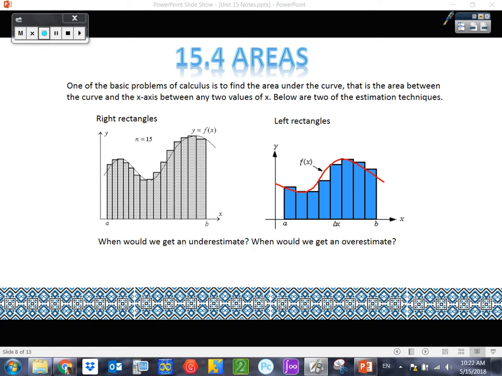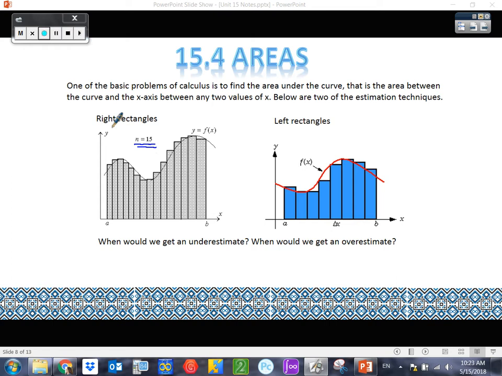One of the basic problems of calculus is to find the area under the curve. That's integration. And the area between the curve and the x-axis right here is what we're going to be focusing on. And here's an example of right rectangles. The n value stands for the number of rectangles that are being used. N is 15, so there are 15 rectangles.